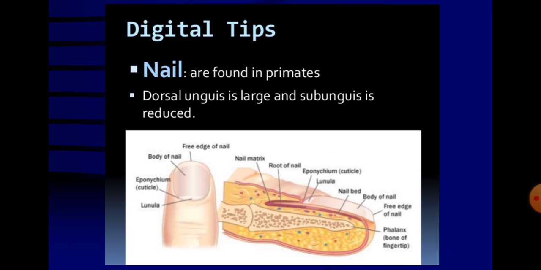Digital tips. Nails are found in primates. Even we have 10 fingers and 10 toes, and we have nails on them. Dorsal unguis is large and subunguis is reduced. Unguis is the upper layer, and beneath it is known as subunguis.